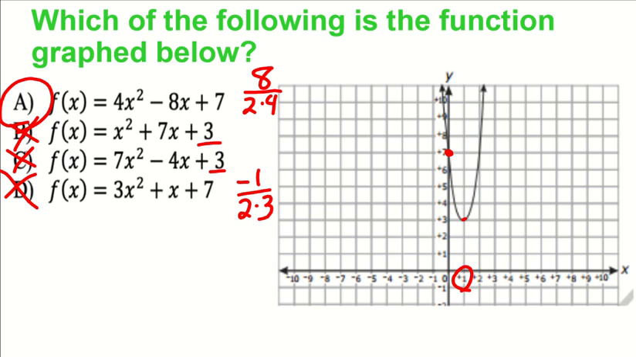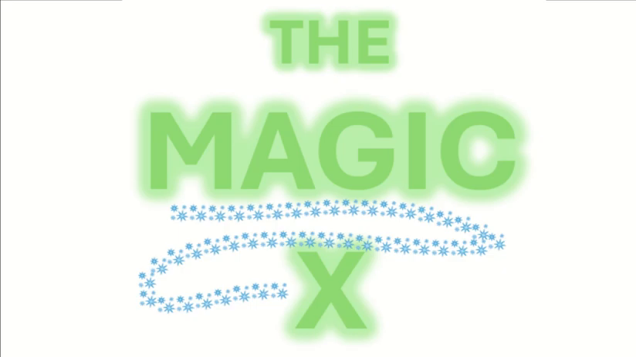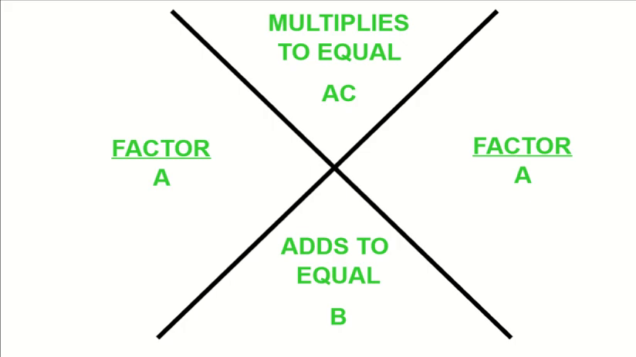This one doesn't have any zeros or x-intercepts to it, so you don't really need to be able to factor it. Factoring works when it's crossing the x-axis. Speaking of factoring, you gotta remember doing the magic X. So when we do the magic X thing for factoring the quadratics, you have A times C on top and our B value on the bottom. They need to multiply to make AC and add to equal B.